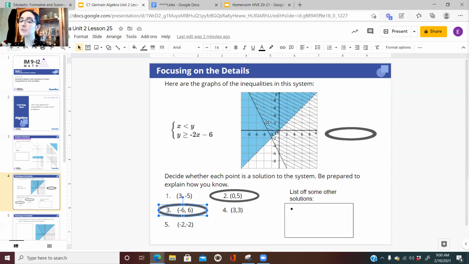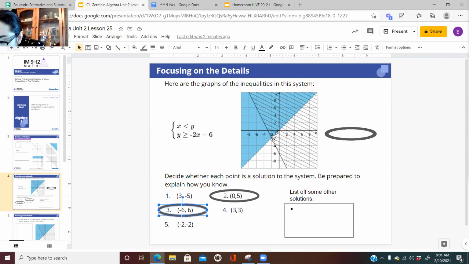It is a true statement. It is going to be a solution. -2, 2. Oh, wait, no, -2, -2 is down here. Mr. Wayne got it wrong. This one would be a solution. Yes, because it falls on a what kind of line? A solid line. Yes, Junior.